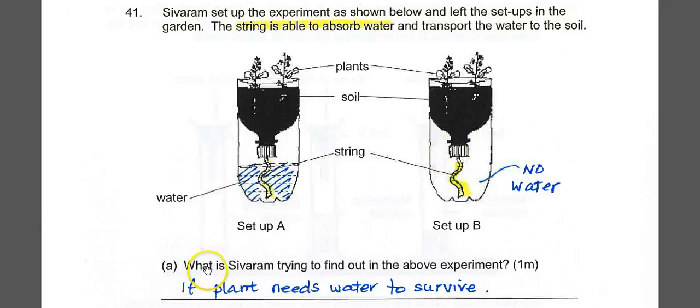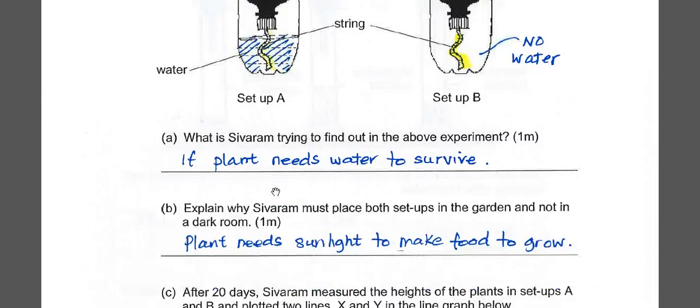Okay, now what is Sivaram trying to find out in the above experiment? Very simple, with water, without water. So we just find out if plant needs water to survive. Okay, nothing to do with whether the string can absorb water. All right, okay. Next, let's carry on.